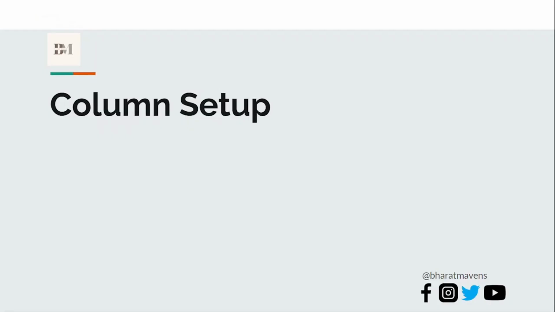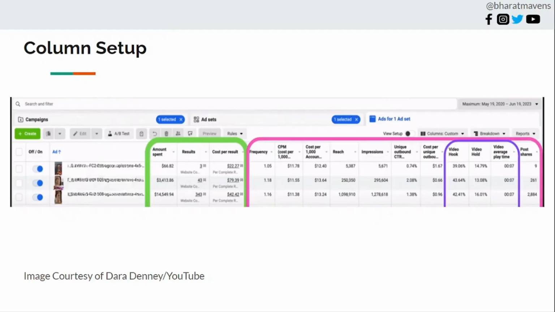So let's get started with the column setup. Column setup for creative is a very basic one. On the left, you have primary metrics, which are amount spent, results, and cost per result. On the right, you have storytelling metrics. Specifically, video hook rate, video hold rate, and video average play time are your primary storytelling metrics. Those are the most important when you are running a video ad.